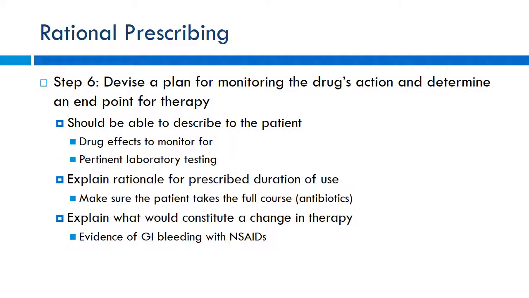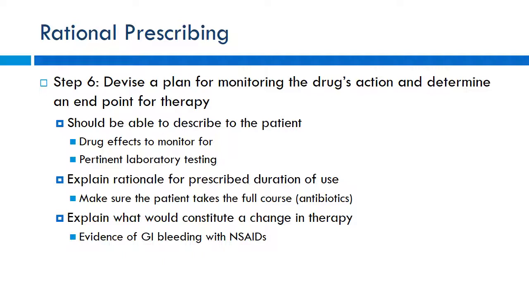So next, we're going to devise a plan for monitoring the drug's action and determining what our endpoint of therapy should be. So in a lot of cases, you may find that we're never going to be able to 100% correct the issue with the patient, but we want to have at least measurable, attainable goals for them. And so you should be able to describe to the patient, when you're just prescribing the drug, what's the drug going to be doing? What kind of things should they be looking for? Lots of patients will live through a lot of these side effects and not realize that it's an issue with the drugs, not necessarily just their disease state.